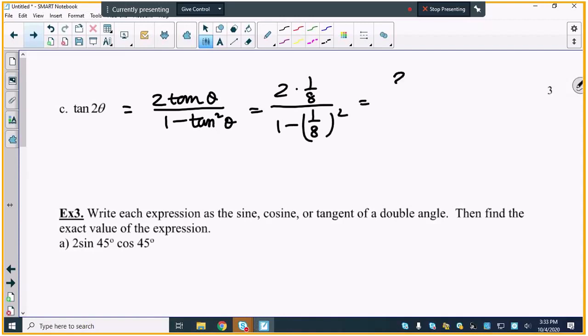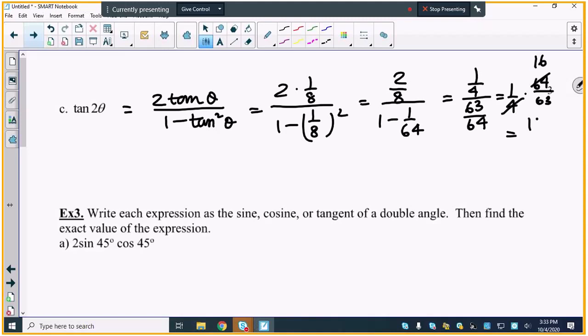So I get 2 over 8 on the top. The bottom is 1 minus 1 over 64. So at the top I can call it 1 over 4. On the bottom, 64 minus 1 is 63. So 63 over 64. So 1 over 4 times 64 over 63. Then 4 divides 64 gives you 16. And you get 16 over 63 as the tangent 2 theta.